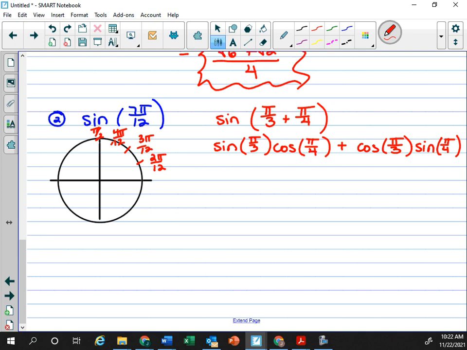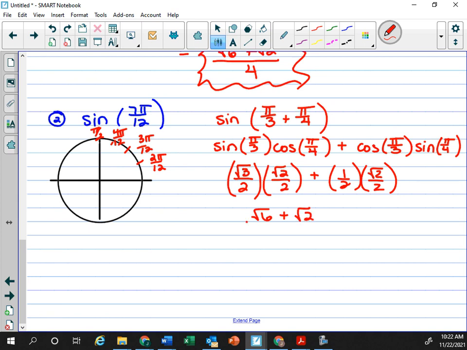All right, what is the sine of pi over 3? Good, root 3 over 2. Cosine of pi over 4. Nice. Plus cosine pi over 3. 1/2, good. And sine of pi over 4. All right, did we notice anything? It's the same answer as the last one. Yeah, we get root 6 plus root 2 all over 4.